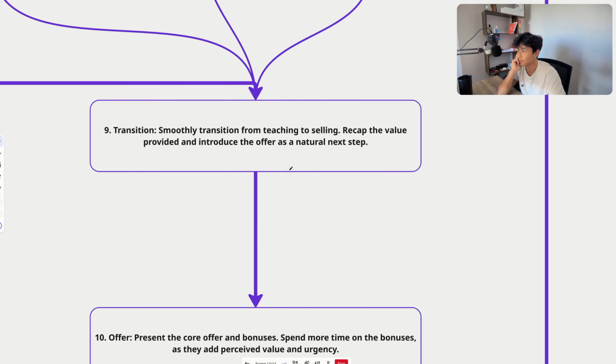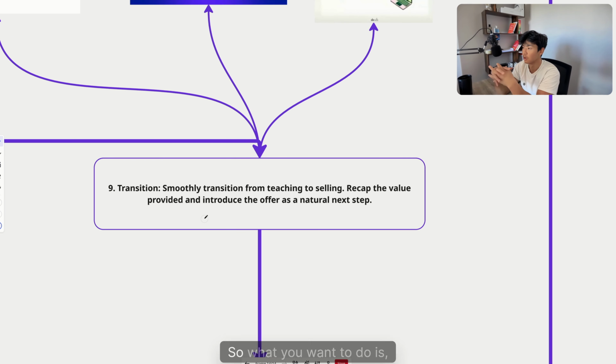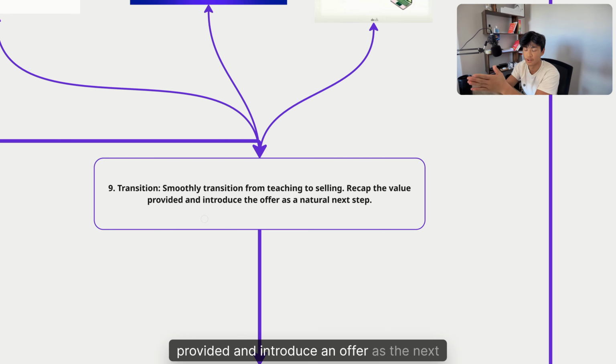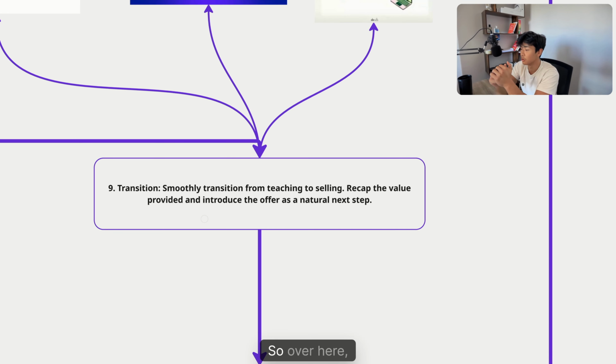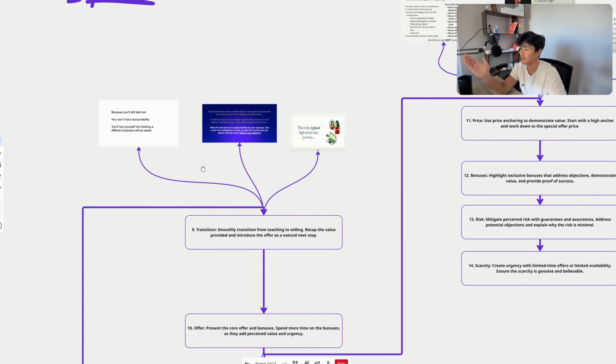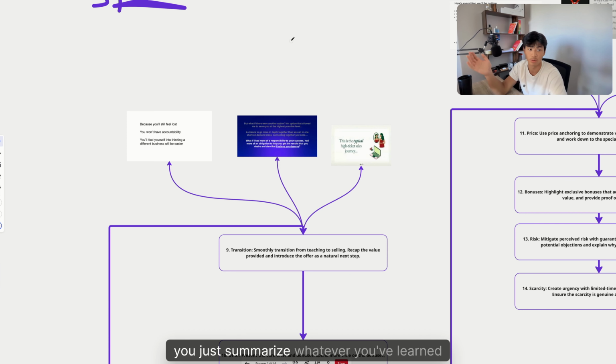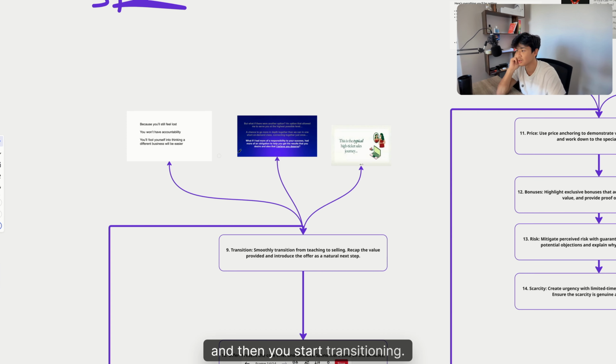So next up, number 9, smoothly transition from teaching to selling. So what you want to do here is recap the value provided and introduce an offer as the next natural step. So over here, it's basically key takeaways. So key takeaway number 1, key takeaway number 2, you just summarize whatever you've learned, and then you start transitioning.